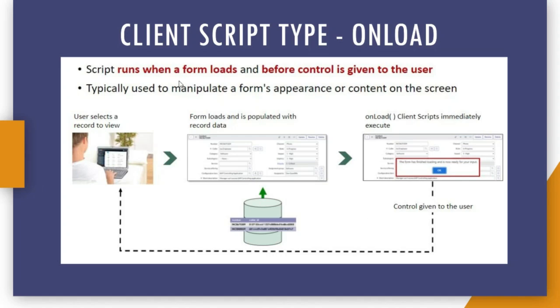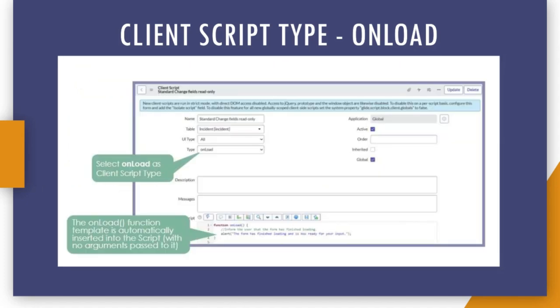At this point of time, our client script will execute when the form is loading. The onLoad client script executes immediately, and then control is given to the user. First the onLoad client script will be executed and then control is given back to the user. Now I will show you how the onLoad trigger happens.